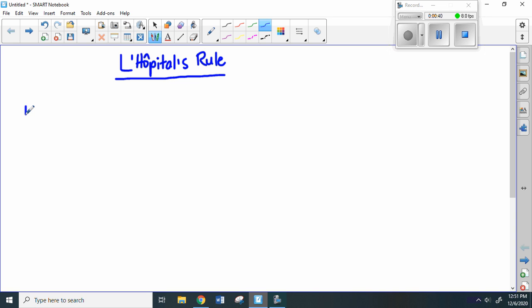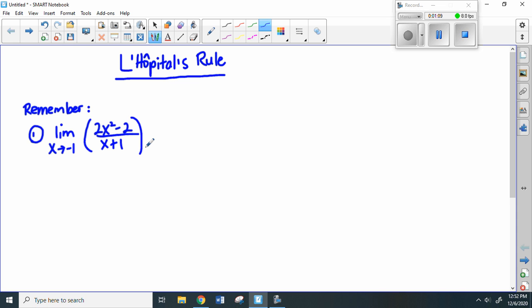Okay, so let's do some refresh our memory type thing. If I asked you to take the limit as x approaches -1 of, I don't know, 2x squared minus 2 over x plus 1, what would you do? Well, I hope that you would start with direct substitution, and we really should get in a habit of checking that before we write anything down.